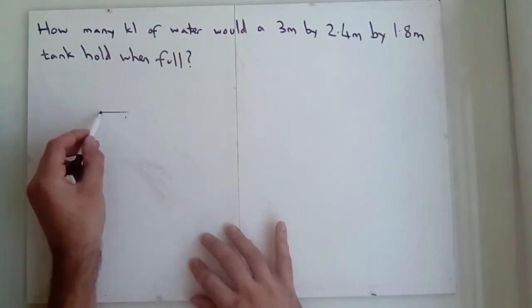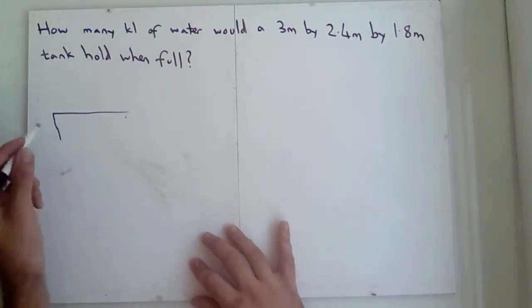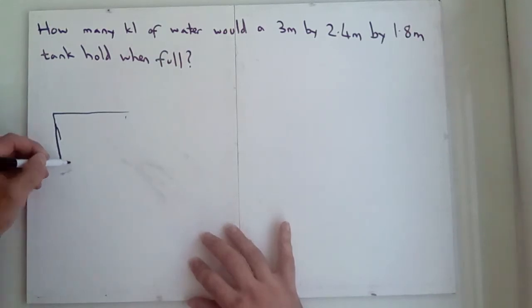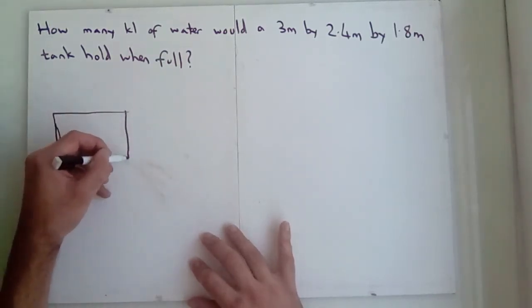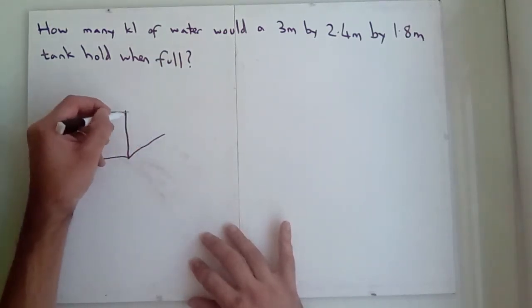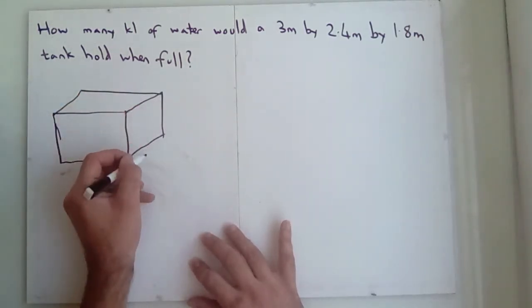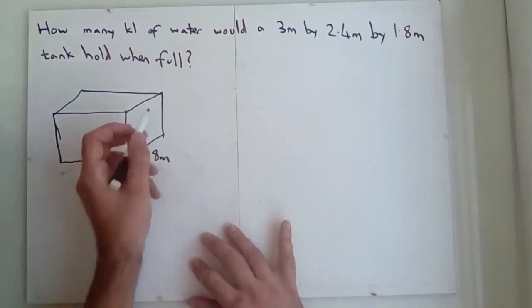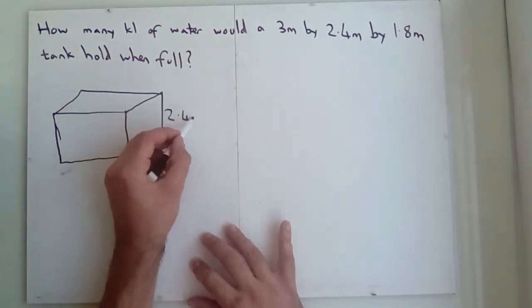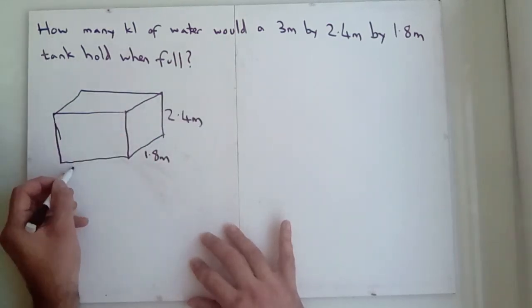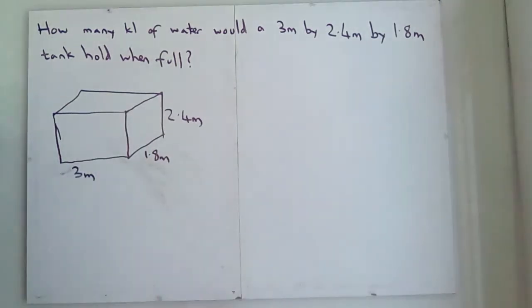So 3 by 2.4, probably something like that. That's not great. Try again. Something like that. It goes back 1.8, so not quite as far. So this can be 1.8 meters, this can be your 2.4 meters, and this can be 3 meters. So it's a cuboid-shaped tank, or you might say a rectangular prism tank.